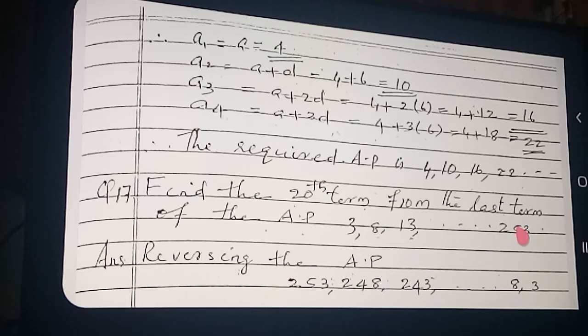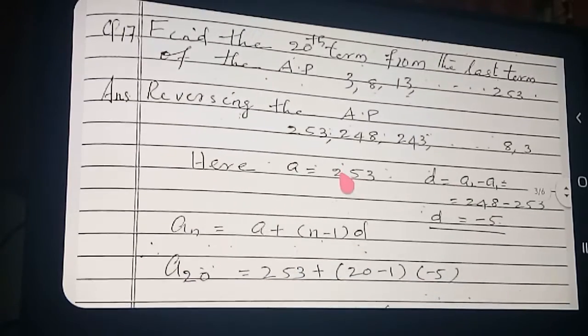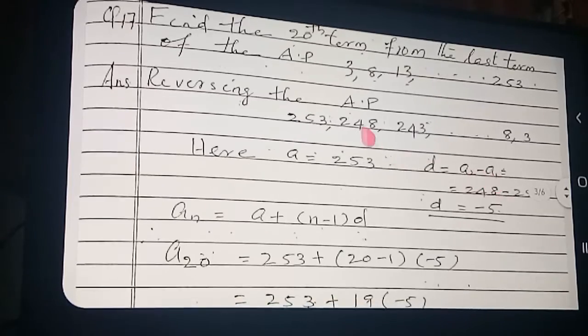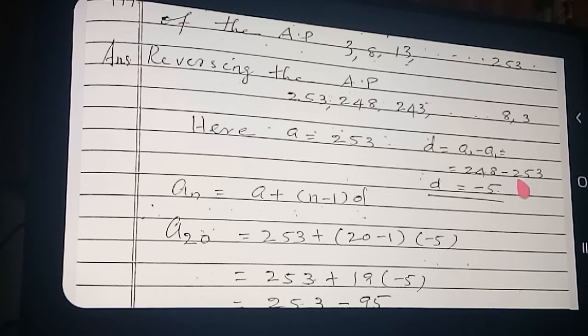So for reversing the AP, what will you do? 253 first. Then subtracting 5, what are you getting? 248. Again subtract 5, 243, etc. Now see, as usual method, the value of A, right? What's the value of A? 253. And what's the value of D? A2 minus A1. That means 248 minus 253, which is minus 5.